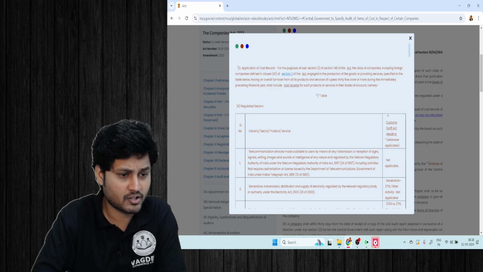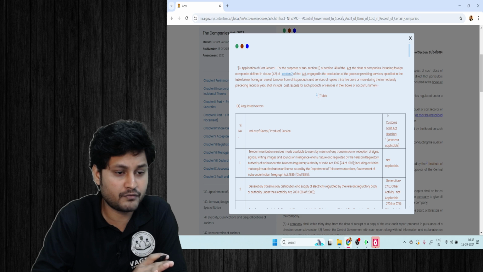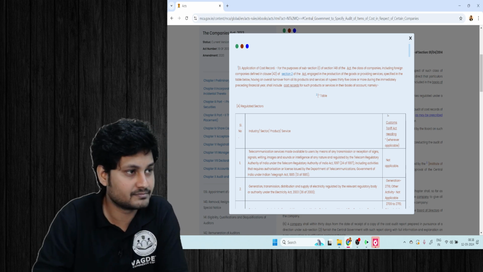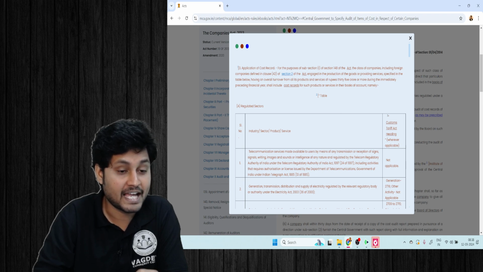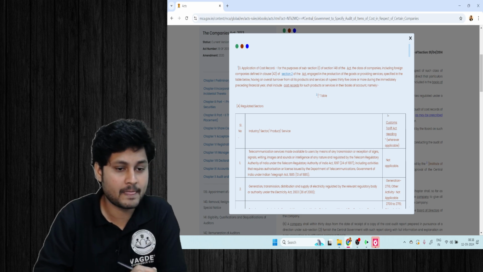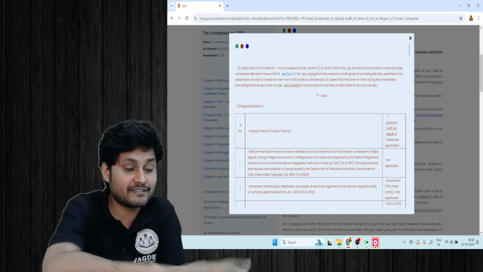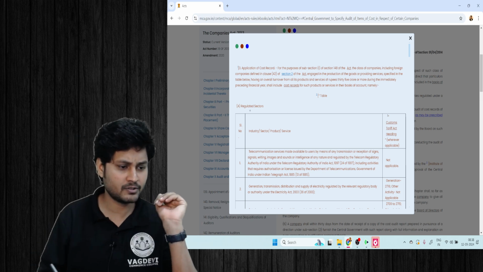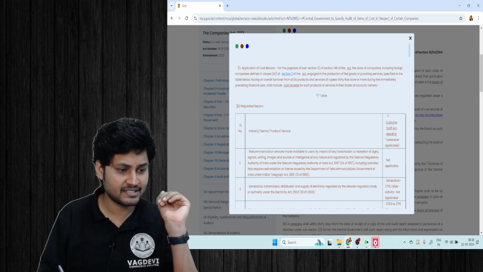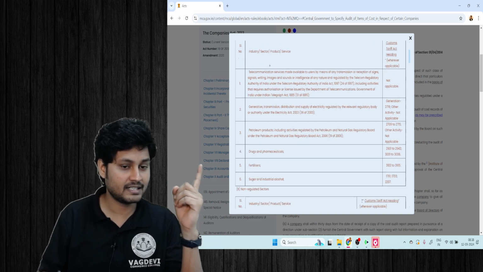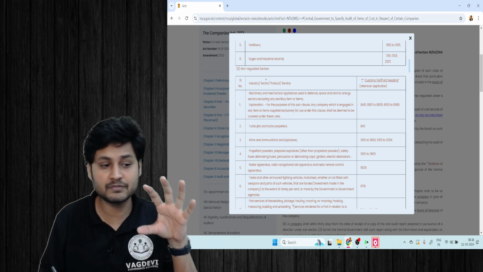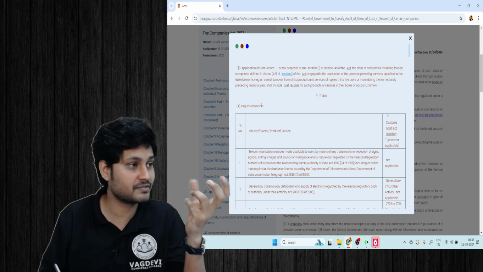For the purpose of section number 148 subsection number 1, the class of companies, including foreign companies, engaged in production of goods or providing services specified in the table which is given below. See, the table is divided into part A, and if you scroll down, you can also identify part B. There are certain companies and certain industries given here.